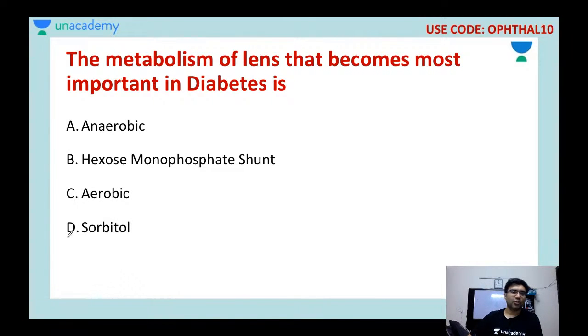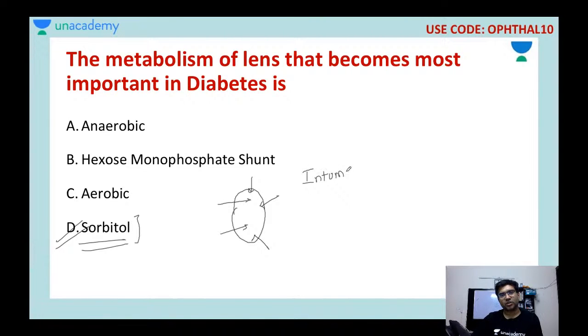So I think all of you must know it is the sorbitol metabolism. I would not go into the details. The sorbitol metabolism becomes more important in diabetes, and if this sorbitol is accumulated, the patient would get an intumescent cataract. This would basically have a lot of water inside the lens, and then it would cause an intumescent cataract.